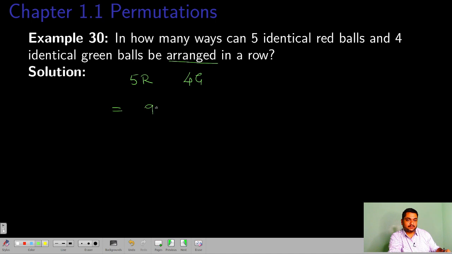So total 9 balls are there. They can be arranged in 9 factorial ways. Now 5 red balls are indistinguishable, so divided by 5 factorial, and divided by 4 factorial for the 4 green balls. So totally we will get 126. I think this is the answer. So this is about all the permutation problems you have solved. Then from the next lecture, we will move to the combination problems.